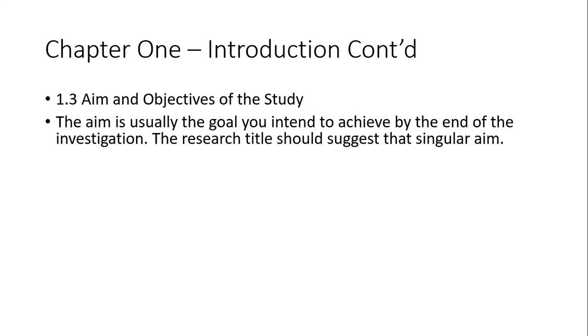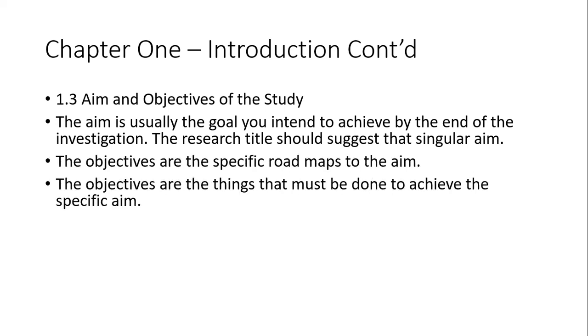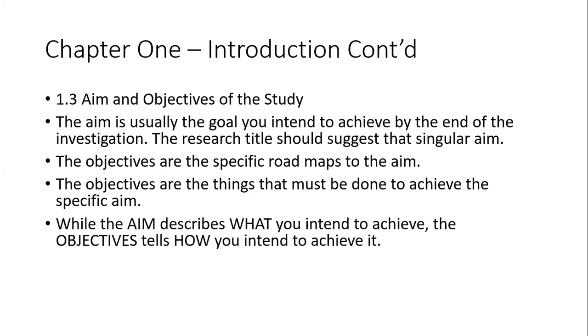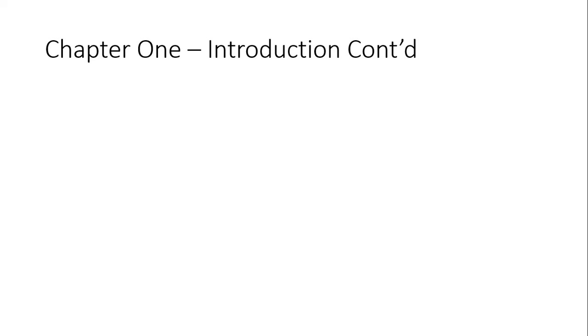Now, the aim is usually the goal you intend to achieve at the end of the investigation. Okay, so the research title should suggest that singular aim, just one aim. Then the objectives are the specific roadmaps to the aim, how you want to achieve the aim. Those are the objectives. So the objectives are the things that must be done to achieve the specific aim. So while the aim describes what you intend to achieve, the objectives tell how you intend to achieve it. So know that the aim and objectives must be bullet-pointed sentences and should not be too broad.